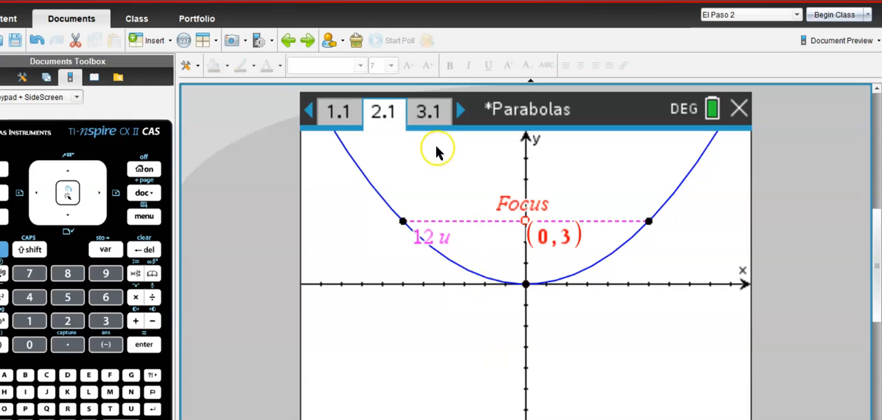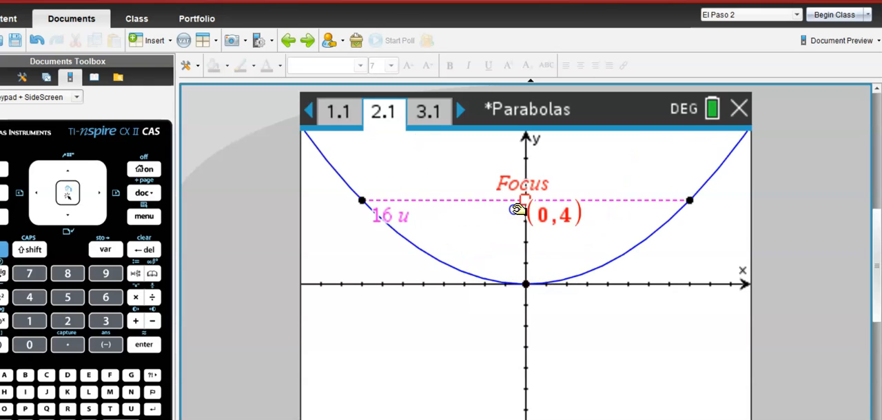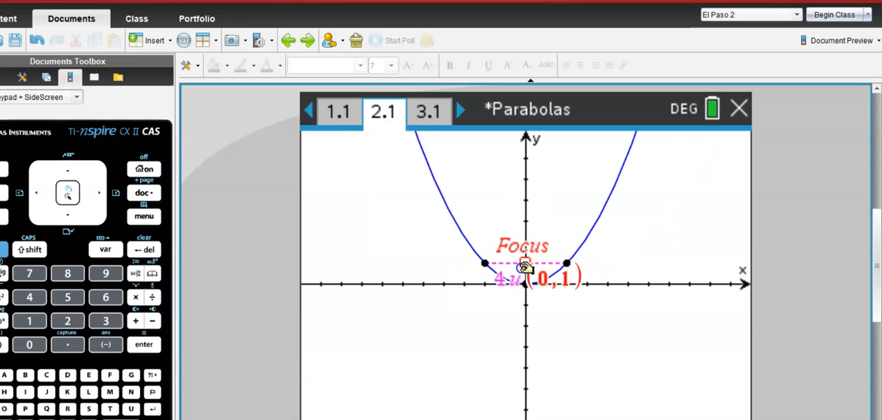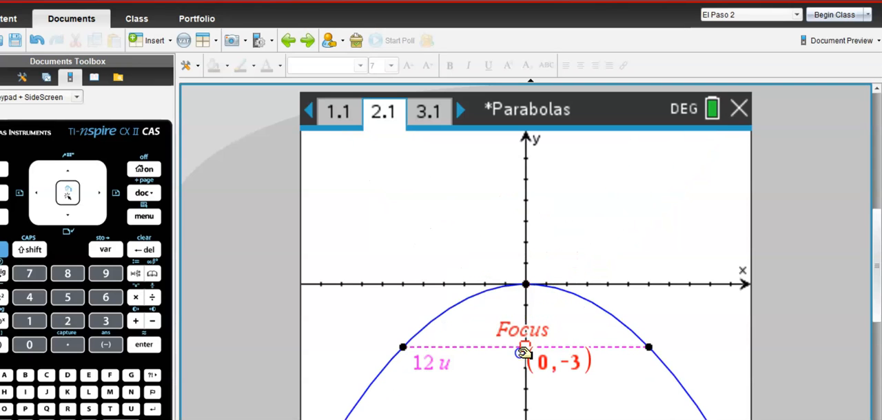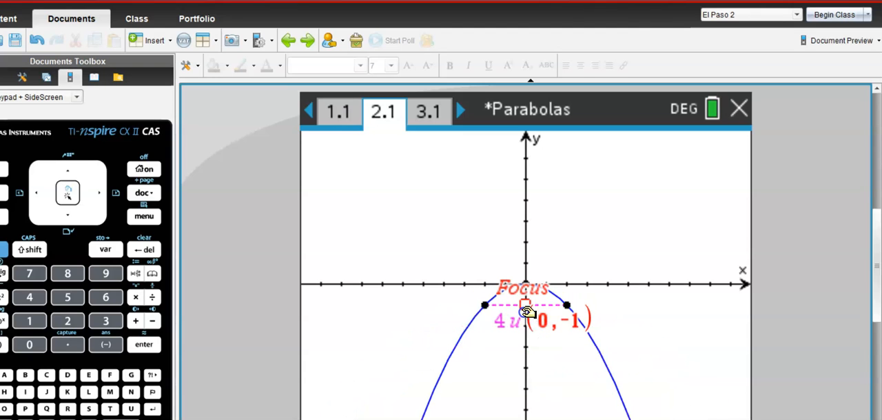So let's look at that. You can see the closer the focus is to the vertex, now it's only 1 unit away, the skinnier this parabola gets. If I move it up, now it's 5 units away, it's a much wider parabola. If I move the focus down below the vertex, it's going to be opening downwards instead of upwards. So it always opens in the direction of the focus. That's really helpful, actually.